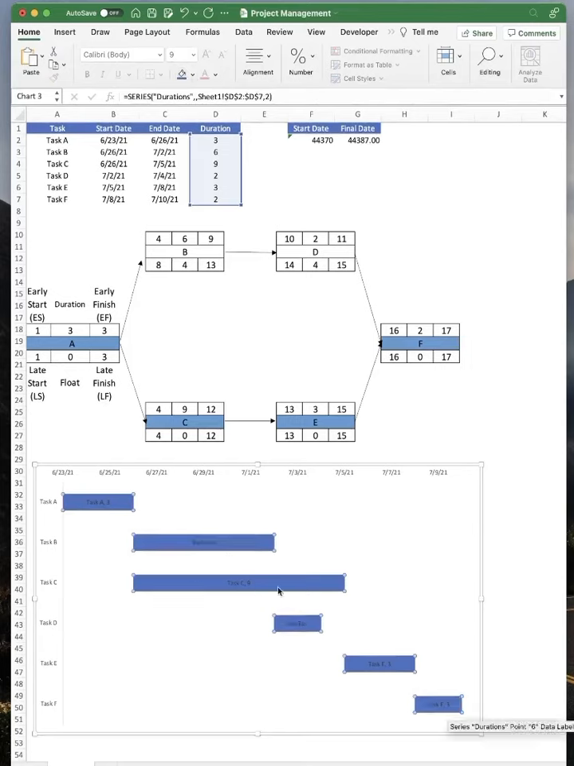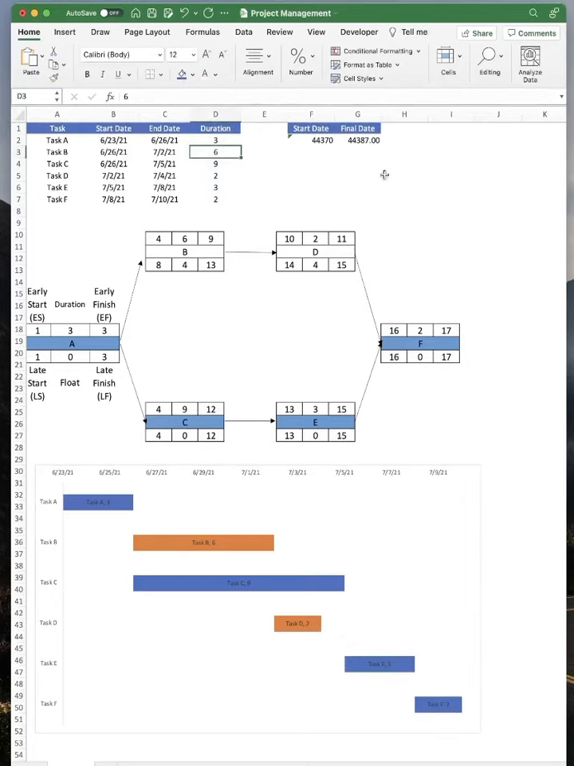And if task C takes 10 days instead of 9, that'll push out task E, which will then push out task F. So that's the critical path just by looking at it really quickly. However, task B and task D have some float, which is this area right here before it pushes out task F. So if task B ends up taking 9 days, that just pushed out task D right there, so you still have 1 day of float.